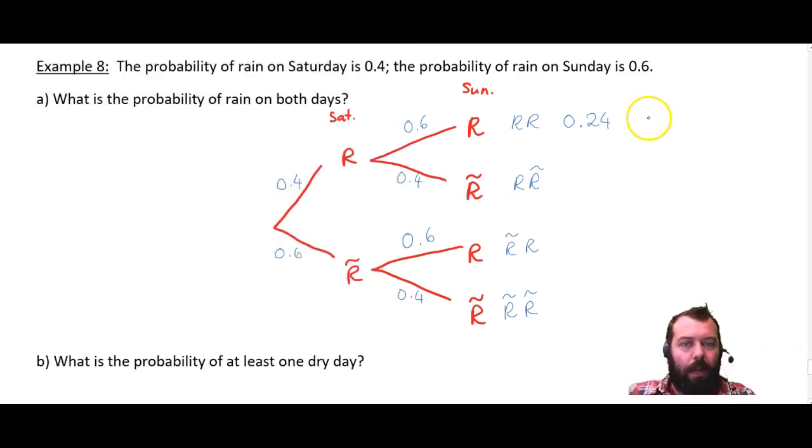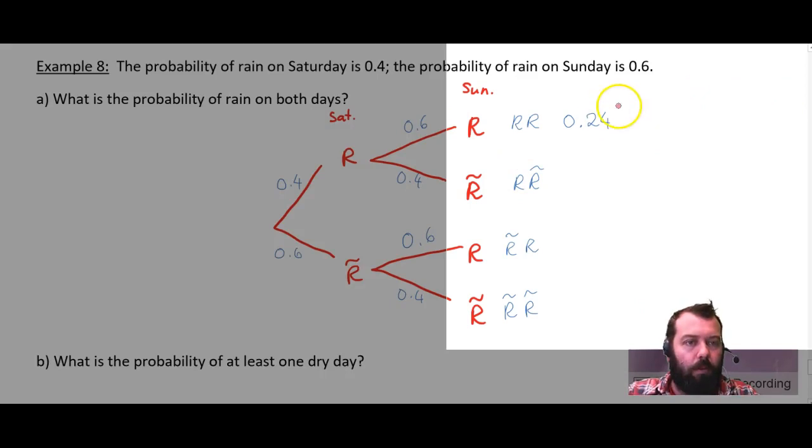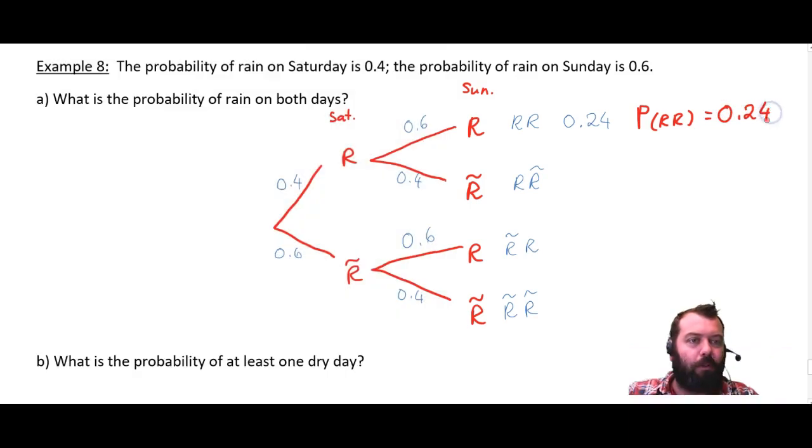So my answer then, switch back to red here for a tick. The probability of 2 days of rain is 0.24. There's a 24% chance that it's going to rain all weekend. There we go. What's the probability of at least one dry day?